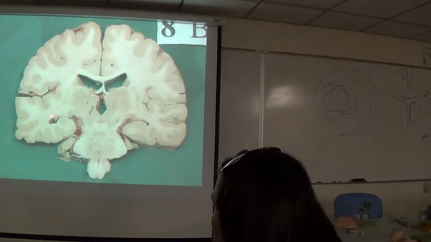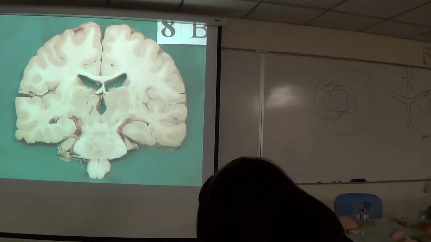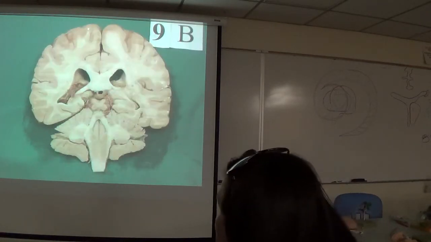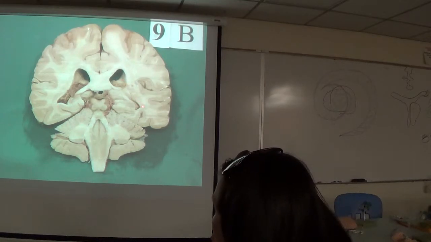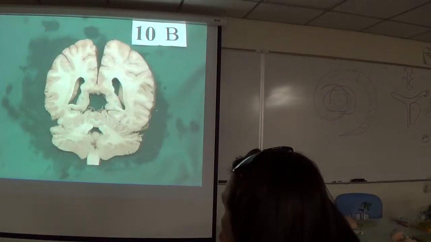Still see the inferior horn, still see part of the body, still see thalamus. We're moving down into the brain stem. Part of the cerebellum. And we're going to get back in here. We're starting to move into the inferior horn. Here's fourth ventricle, with the medulla and the pons. And finally, we're almost out the back end.